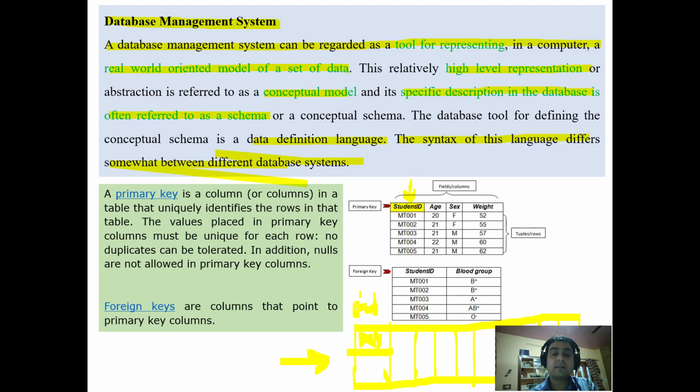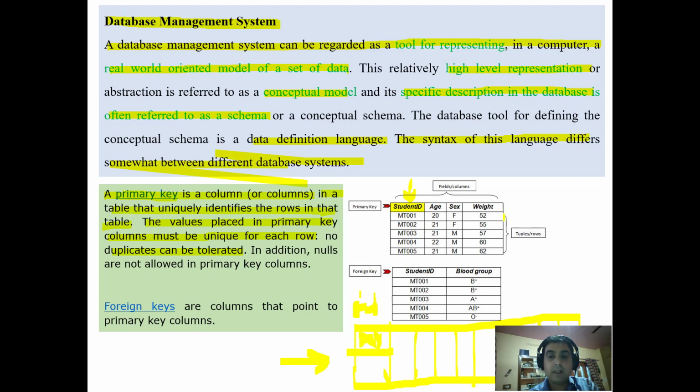For that purpose, each well has to be given a unique ID, which can be called a primary key. What is a primary key? A primary key is a column or columns in a table that uniquely defines the rows in that table. The values placed in primary key columns must be unique for each row. No duplicates can be tolerated. Like this is the primary key.